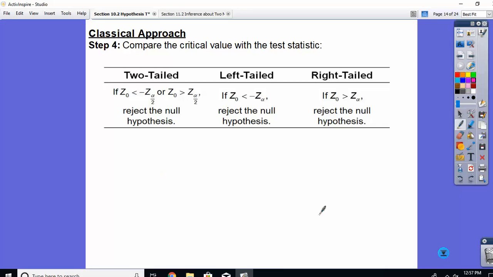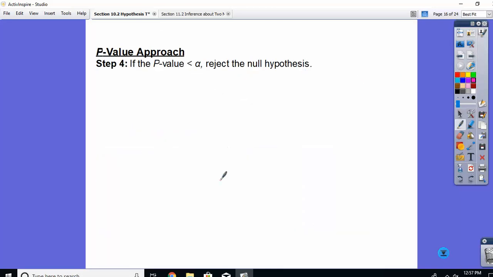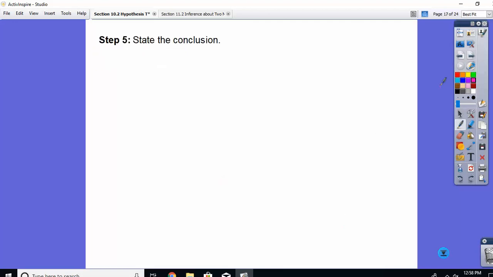The p-value approach starts out very similar, except we're going to compute our z still, but then we're just going to say, is our p-value smaller than alpha? If it is, we reject. So this is the approach that I am going to go with more often. And then I would like at the end for you to state the conclusion. Either there is sufficient evidence to reject the null hypothesis, or there is not sufficient evidence to reject.